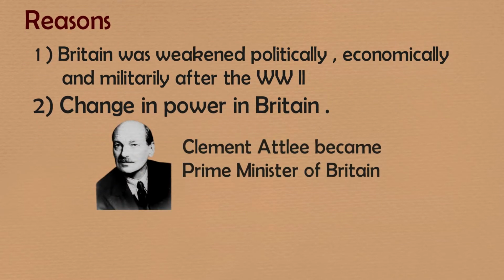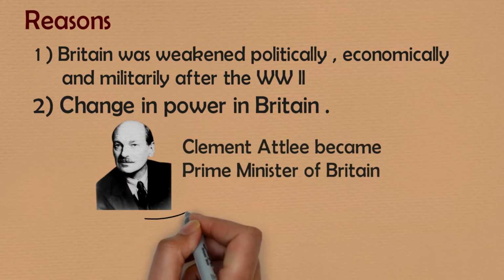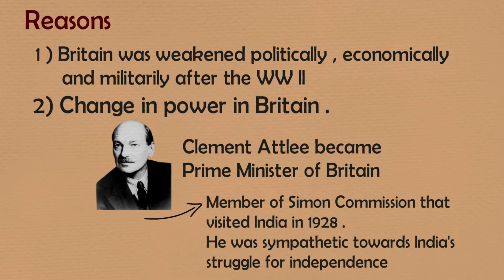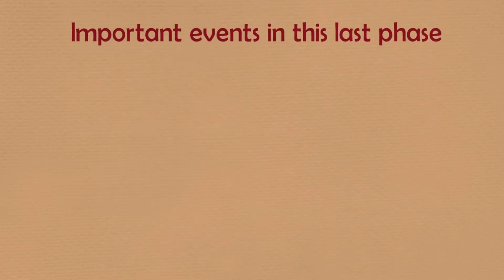Prime Minister Churchill was defeated by the Labour Party's Clement Attlee. Clement Attlee was a member of the Simon Commission that visited India in 1928. He was sympathetic towards India's struggle for independence. He realized that post the war, Britain was not strong enough to retain control over India, so he was committed to transfer of power in India. Let's see some important events in the last phase of our struggle for independence.